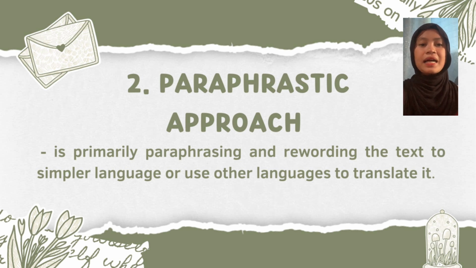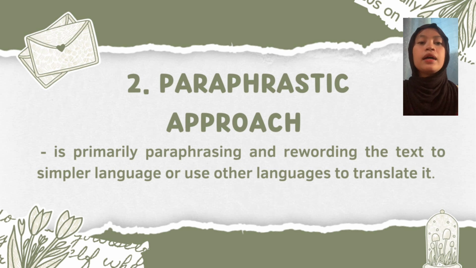The paraphrastic approach is primarily paraphrasing and rewording the text into simpler language, or using another language to translate it. In literature, the text is translated to its simple terms, that is, paraphrased. It is also suitable for beginners, because this approach is particularly useful for students who are new to a language or to literature in general.